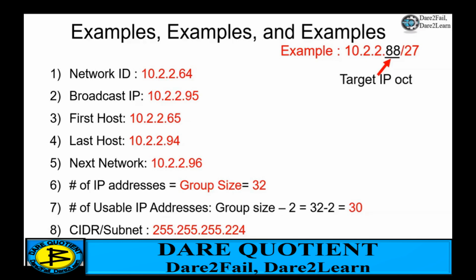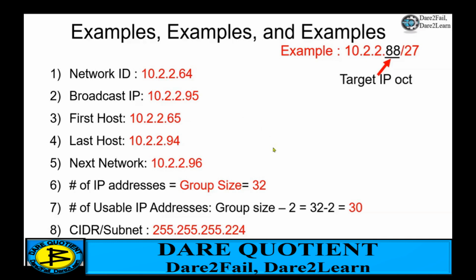so we'll go in increments of our group size. So we'll go 0, 32, 64, 96. Okay, and we know our target IP octet is 88. So at 96, we've already gone past that target IP octet, so we can stop right there.